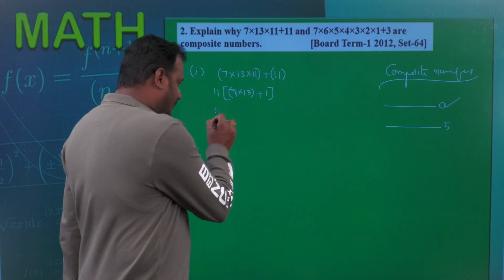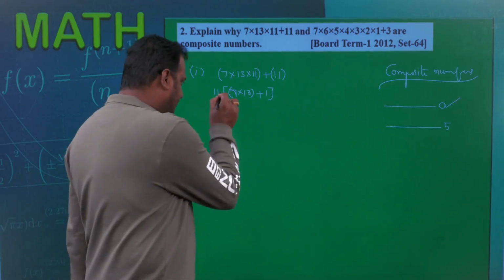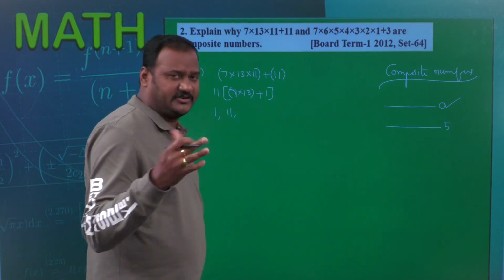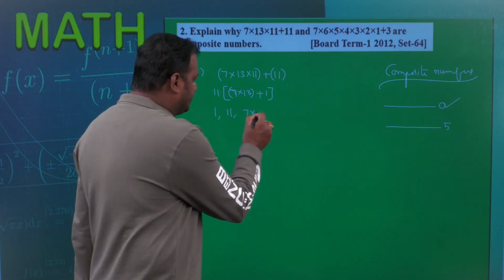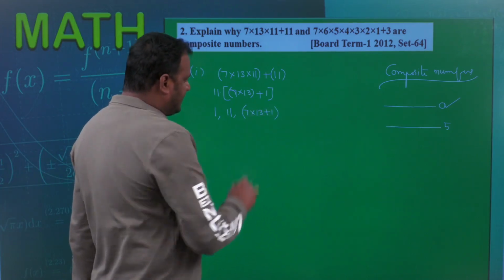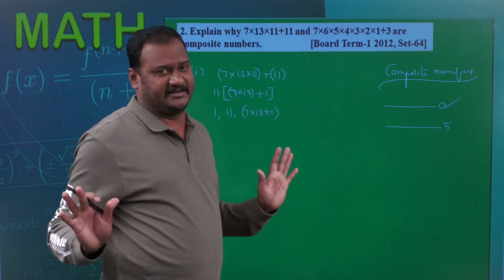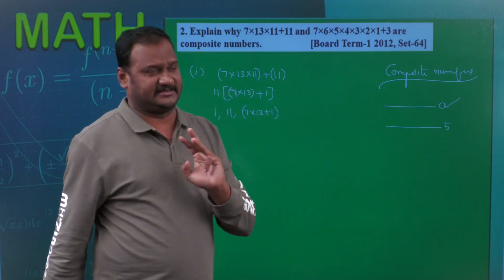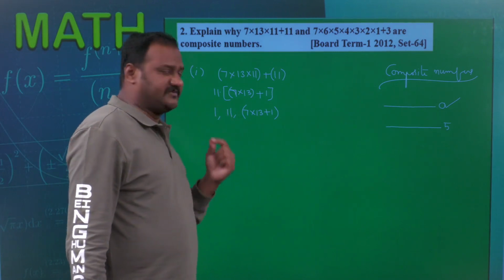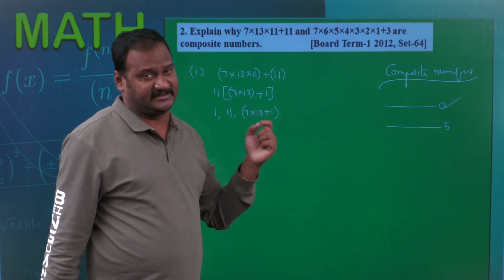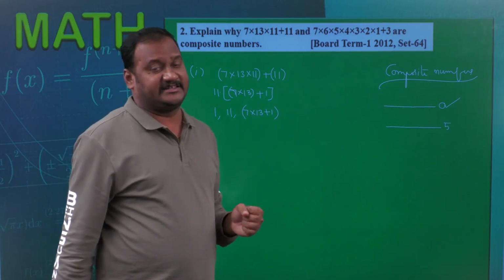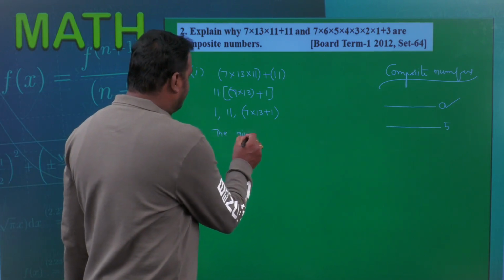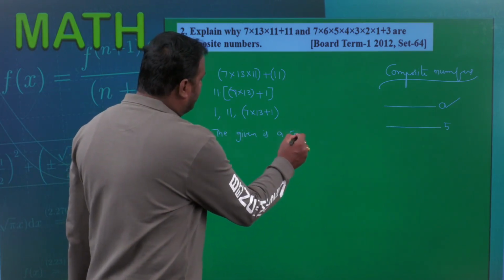So this number has 1 as a factor. Now 11 is also a factor, and the entire number inside the bracket, 7 into 13 plus 1, is one more factor. I am not going to simplify that. I don't know whether it has factors or not, and I don't need it, because to decide whether the number is composite, it needs a minimum of 3 factors. See, 1 is one factor, 11 is one factor, and 7 into 13 plus 1 is one more factor. So the given number has at least 3 factors. Therefore, the given number is a composite number.